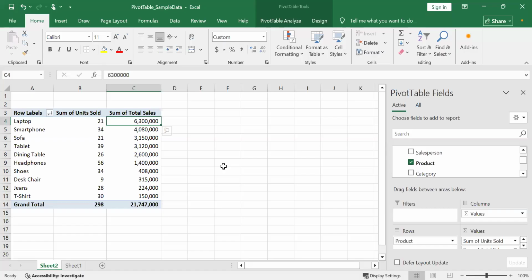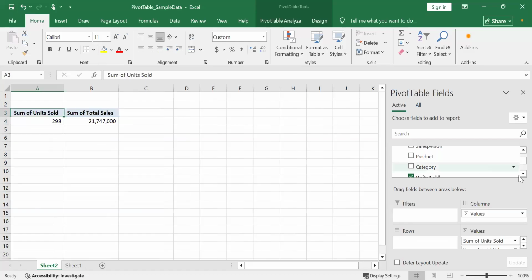So we have an idea of what is happening based on product. We know that laptops are actually a big deal. Smartphones are also a big deal. So far, doing well. We also have tablets, dining tables and headphones, right? Shoes, desk chairs, jeans, and we have what? T-shirt. Now let's take away the product and check another one.